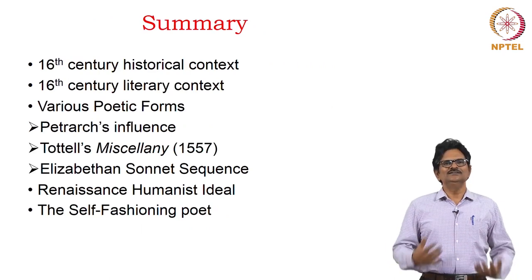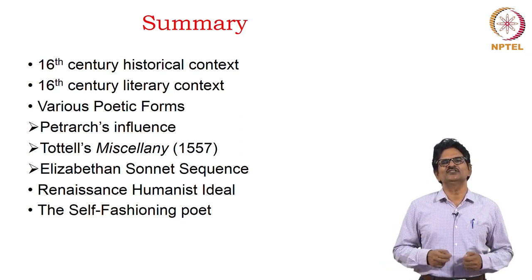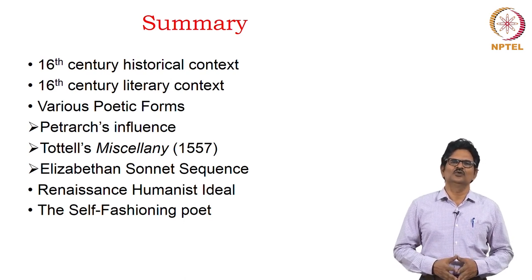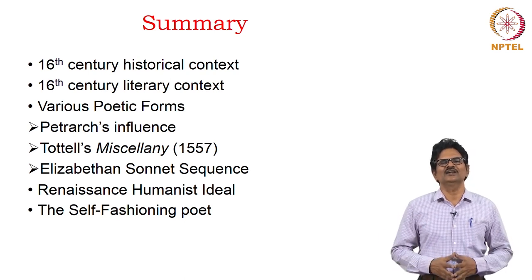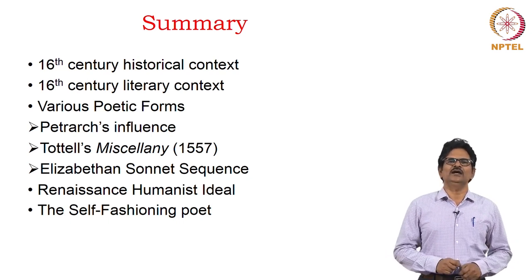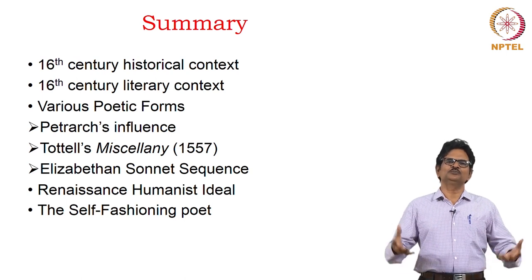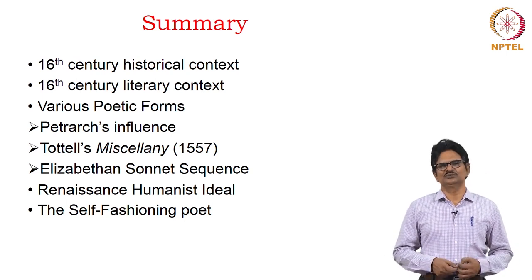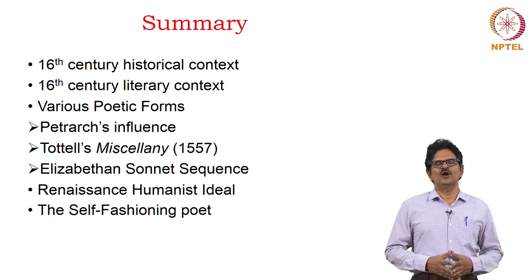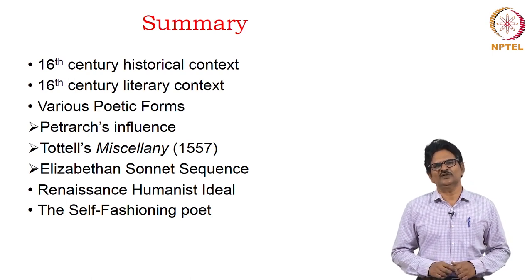In this background to Elizabethan poetry, we have examined the 16th century historical context and literary context which shaped the various poetic forms which contributed to the golden period of English literature. This golden period was largely influenced by Petrarch through his sonnet art form. Just by publishing all these poems, Richard Tottel contributed to this development of native literature in English. One of the poetic forms that took serious shape in this period is known as the Elizabethan sonnet sequence.